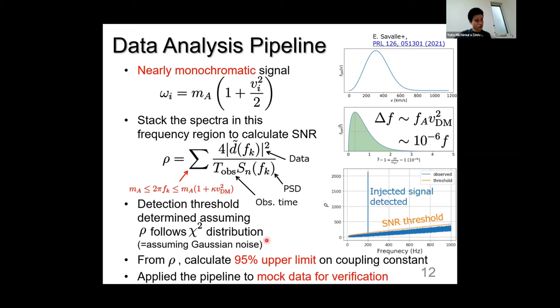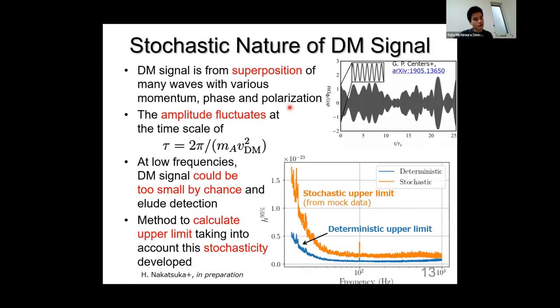And also we calculated the upper limit using this mock data. To calculate the upper limit, you have to take into account the stochastic nature of the dark matter signal. So I will explain what this is. The dark matter signal is a superposition of many waves. We have many ultralight dark matter particles in our universe, so the waves are superposed. And each wave has different momentum and also different phase. And now we are in a vector case, so we also have a polarization. And if you superpose all those signals, the time series signal looks like this.